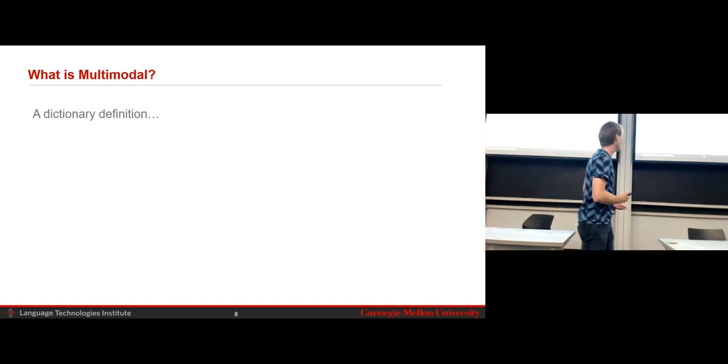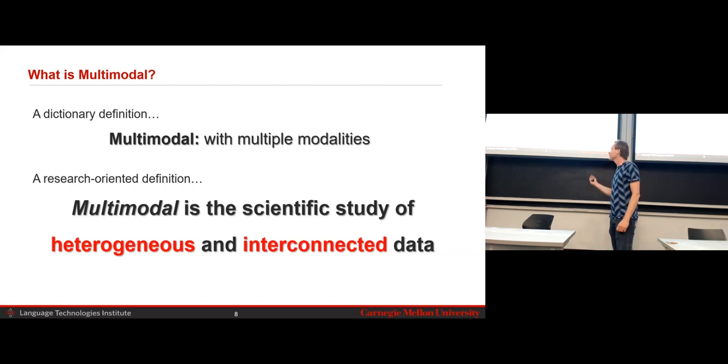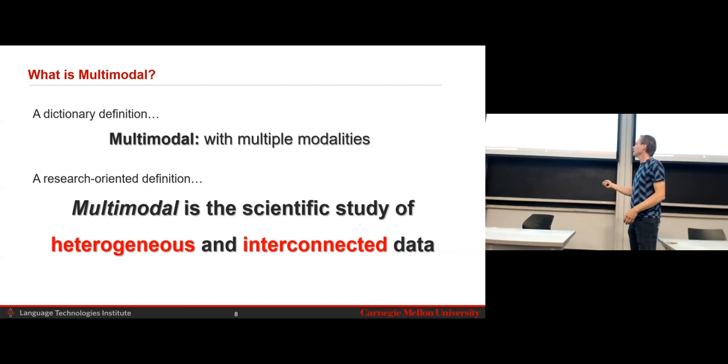The simple dictionary definition of multimodal is multiple modalities. But the definition we prefer, which is a little more research oriented, is that multimodal is the scientific study of heterogeneous and interconnected data. Heterogeneous, because modalities are different. If they are homogeneous, then it's more like typical machine learning. But the fact that there are differences between them makes them very interesting. Now, if they're different and not connected, then bringing them together will not bring any advantage. You may as well do it separately and maybe just use a mixture of experts on top, which is a very simple late fusion approach, which you could say is still multimodal. But at that point, you're really not embracing the heterogeneity and the connection between modalities.